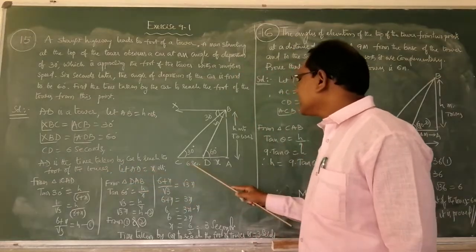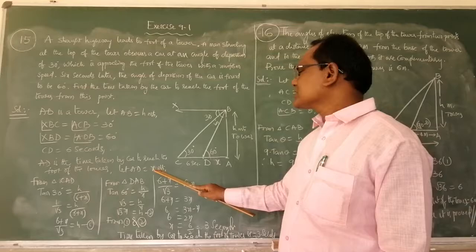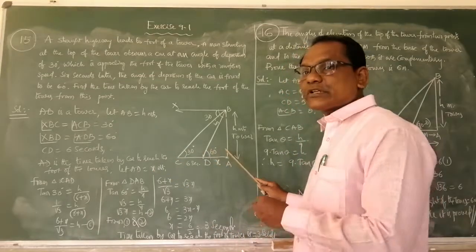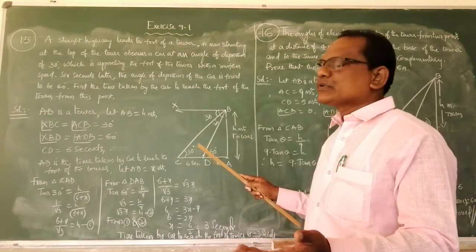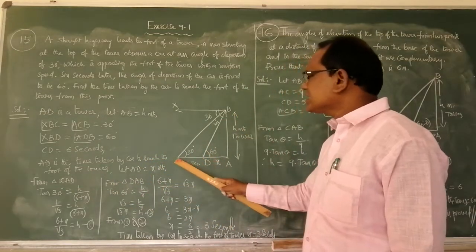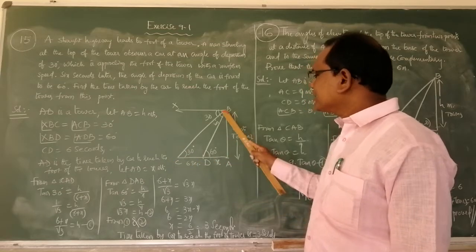Then we have AD, the time taken by the car to reach the foot of the tower. This is AD, which we have to find out. That is x meters, x we have to find out in this problem. That is, from the second position to the foot of the tower, how much time is taken by the car? Therefore, here are two right angle triangles. One is the CAD right angle triangle. The other one is the DAB right angle triangle.